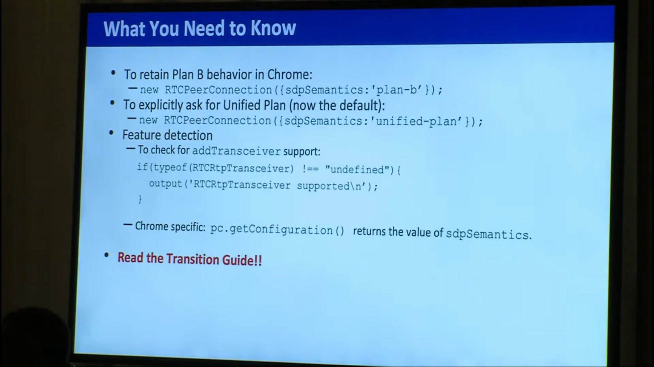Now, it's still possible to retain the Plan B behavior in Chrome, the old legacy, and frankly, as far as I know, a great number of large-scale shipping applications are actually doing that. They have not transitioned to Unified Plan yet. And you do that through a configuration parameter passed in the constructor to RTCPeerConnection, basically SDP semantics Plan B. You can explicitly ask for Unified Plan, although it's the default. I guess that might make sense in older browsers, although Unified Plan probably wouldn't work on some of those older browsers anyway. So that's how you can get what you want.